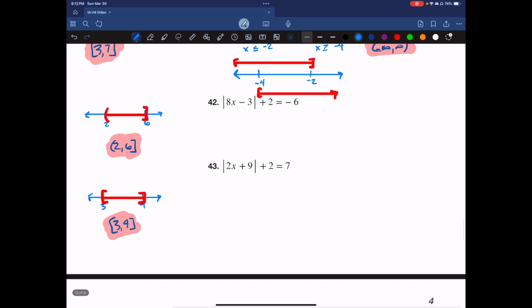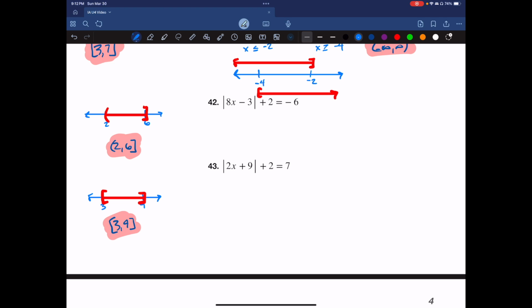Absolute values. Okay, remember absolute value cannot be negative. All right. And so because it's distance, and distance can't be negative, distance from zero. Okay. If the absolute value is not by itself, like on 42, it's not by itself. It has a plus two with it. So you need to get it by itself first. So whether that is to multiply or divide or add, subtract, you got to get the absolute value by itself before you work with the absolute value itself.